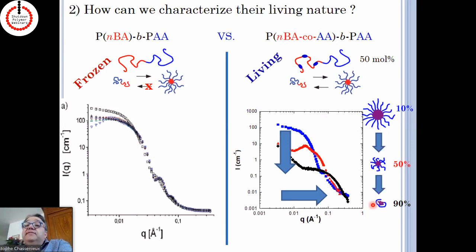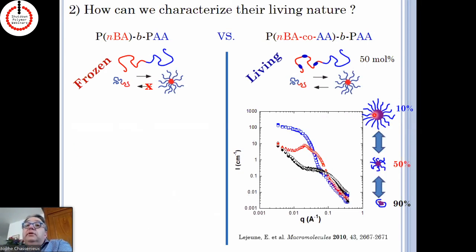And the nice thing is that if now I go from a high ionization degree down to a low ionization degree, you can see that all the curves superimpose, which means that my system is fully reversible in terms of ionization degree and the influence of this ionization degree on the size and the molecular weight of the particles.